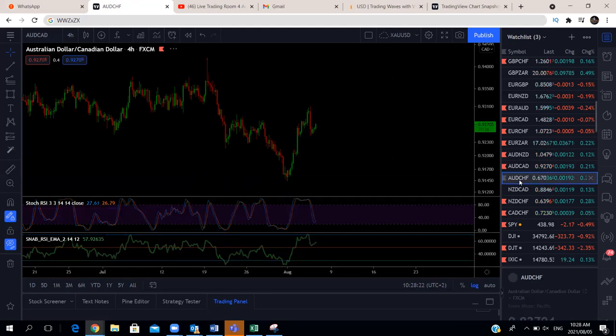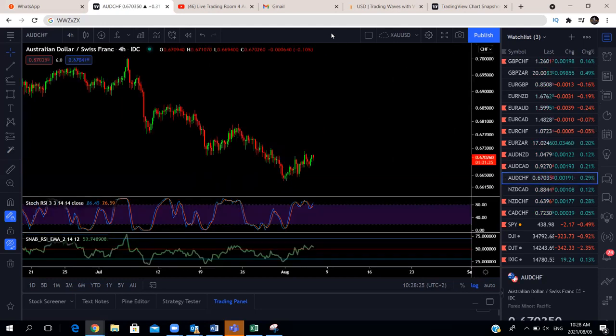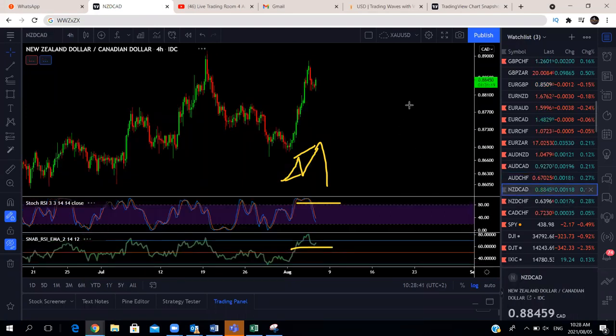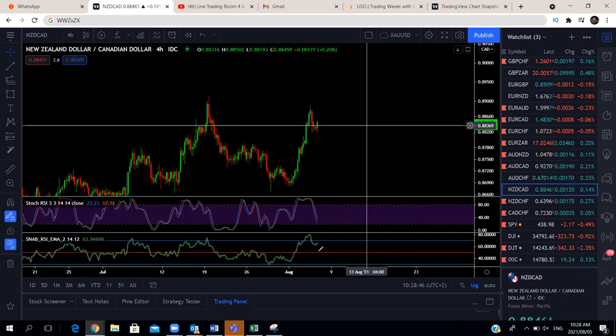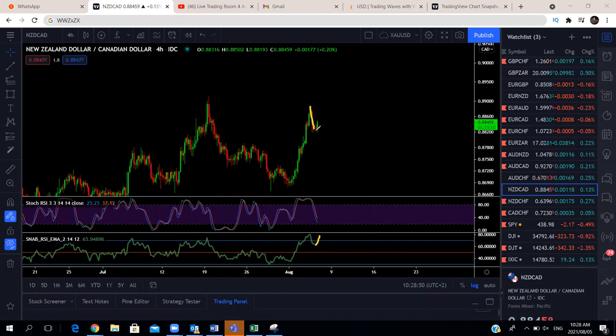Audi Chief, still pushing to the upside, but it's not pushing up aggressively, so we can get to around this level where we can have this one continuing to the downside around these levels. If you look at the indicator here, looks like we're still going to see more downside there. New Zealand CAD showing continuation to the upside. We are resetting with the RSI well above 50, so this can continue to the upside here.